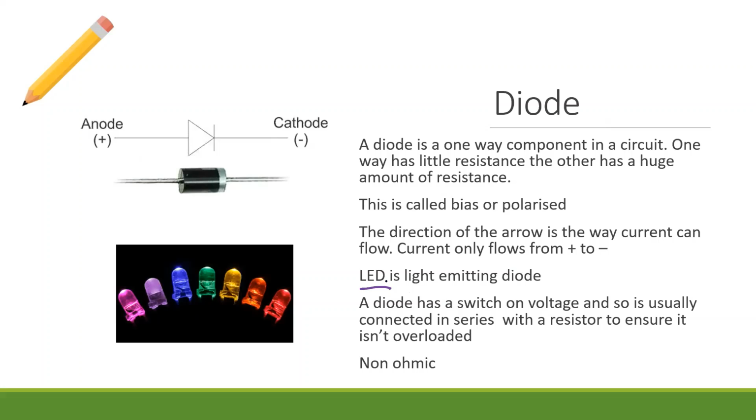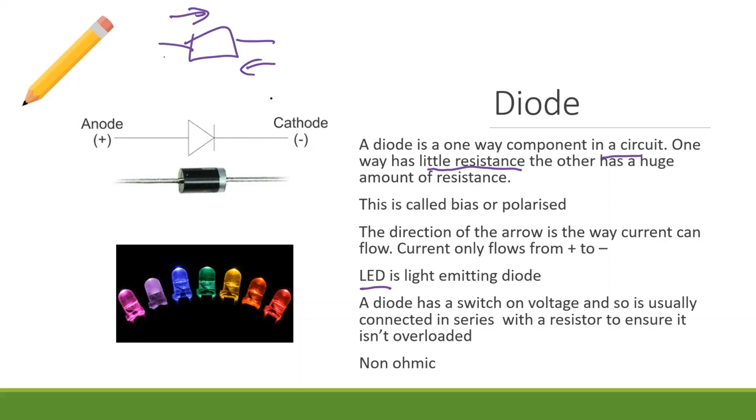A diode is a one-way component in the circuit. It's actually unique. One way only has a tiny, tiny bit of resistance. The other way has a huge amount of resistance. It's like a one-way door. A resistor doesn't care whether current's going this way or this way. It's just going to allow things through no matter what.